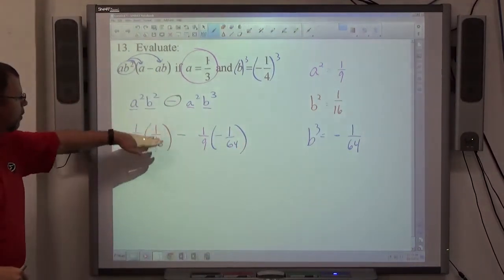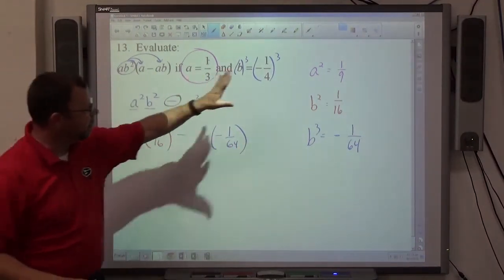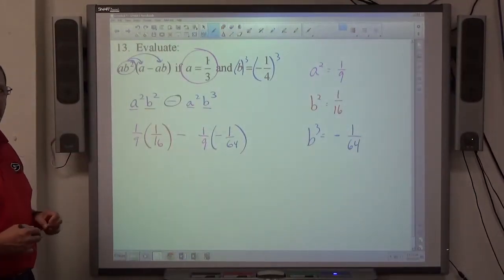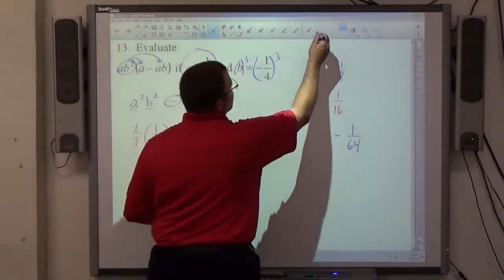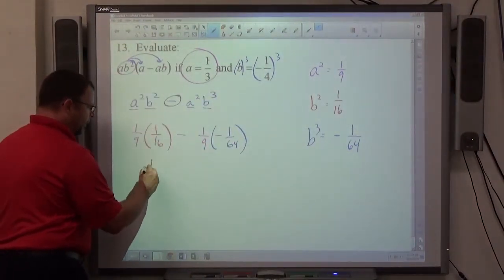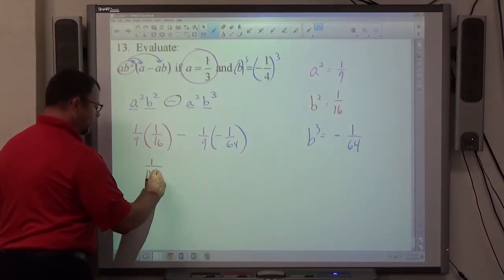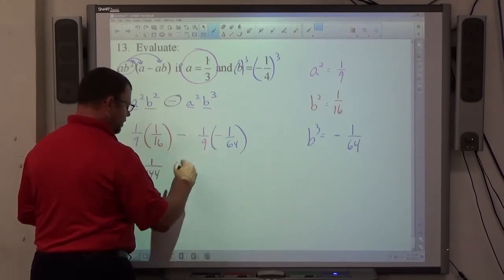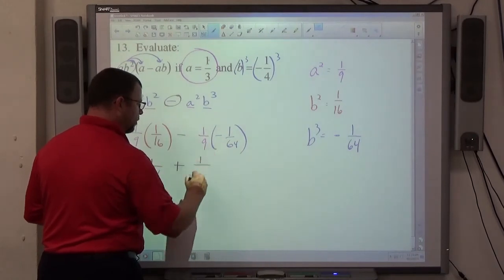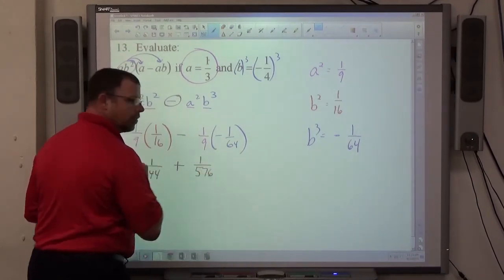So instead of having to evaluate powers with the fractions there, I've already got them evaluated, so it's just a matter of substituting them in. Now I've simply got a multiplication and a subtraction or addition. This product, 1 times 1 is 1, 9 times 16 is 144. Minus minus becomes plus. 1 times 1 on top is 1. 9 times 64 on the bottom is 576.